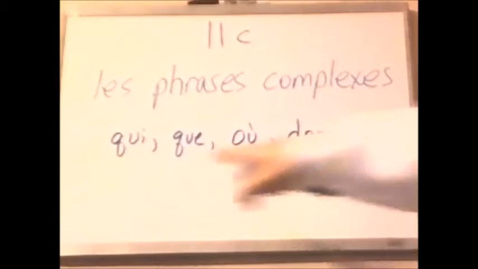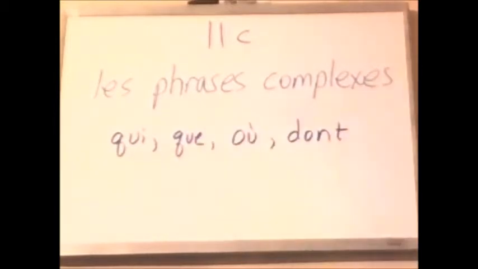We've already studied qui and que. Those were in chapter 3. And we studied où and we studied dont. And remember that these help us link phrases and sentences together so that we can speak basically in a more complex manner, not sounding so much like how little kids would talk by saying simple sentences. We can combine our thoughts into more complex sentences when we use qui, que, où, and dont.